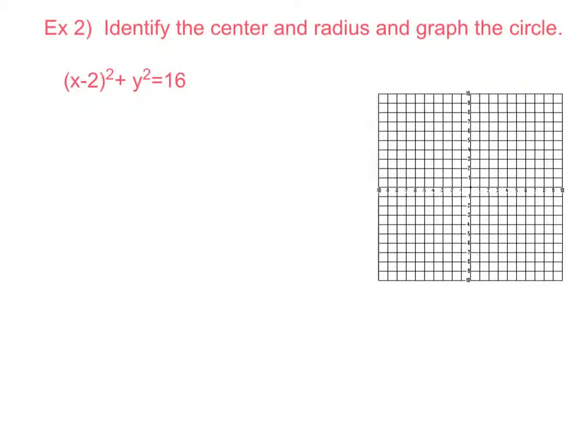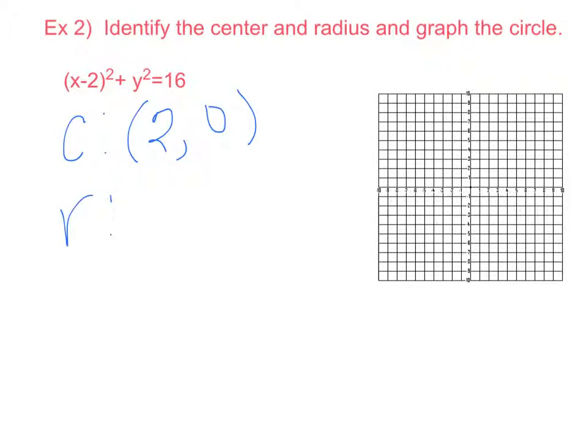Okay, for this problem we want to identify the center and the radius and then go ahead and graph our circle. So the first thing that we want to look at is the center. Remember, it's opposite of what's in the parentheses. So this says (x minus 2) squared. So our actual center is a positive 2. Now what happens when there's nothing next to the y? What's that value? 0. Good. So our center is actually at (2, 0).